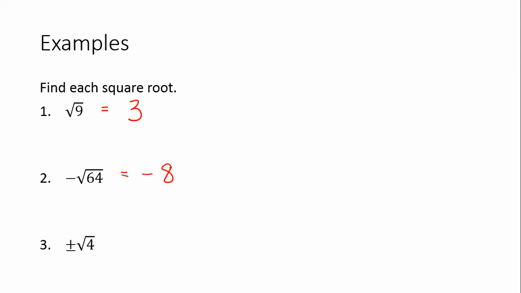Example 3, we have plus or minus the square root of 4. That means I want the positive and the negative answer. So you're asking yourself again, what times itself is 4? Hopefully you're saying 2, but we want the positive 2 and the negative 2. Since we want both answers, we put the plus minus sign out in front. So example 1 was finding a positive square root, example 2 was finding a negative square root, and example 3 was finding both the positive and the negative square root. Because remember, if you take a negative 2 times a negative 2, you still get a positive 4.